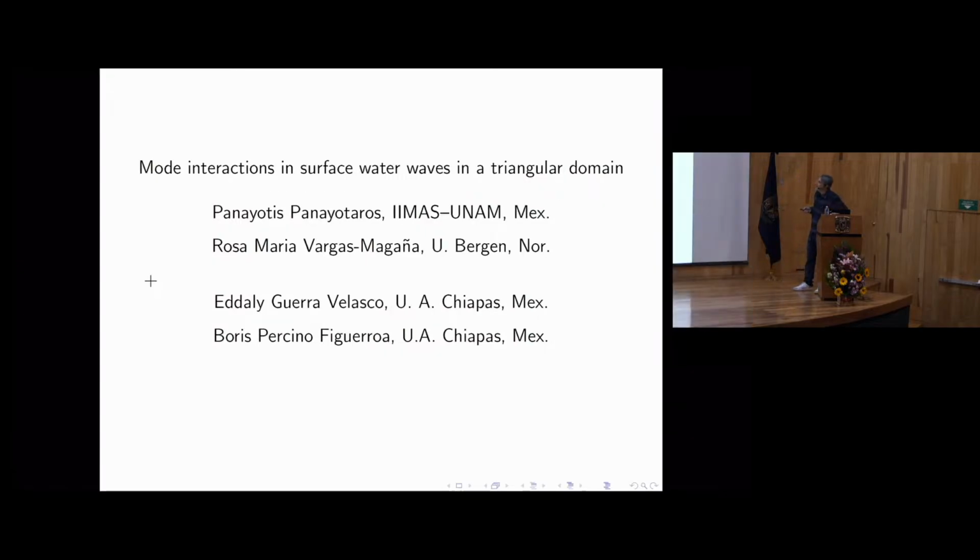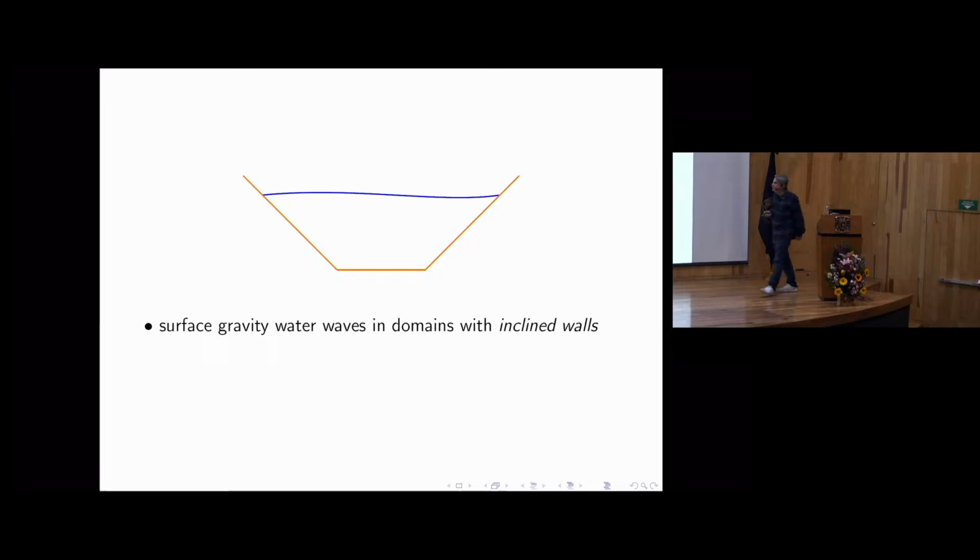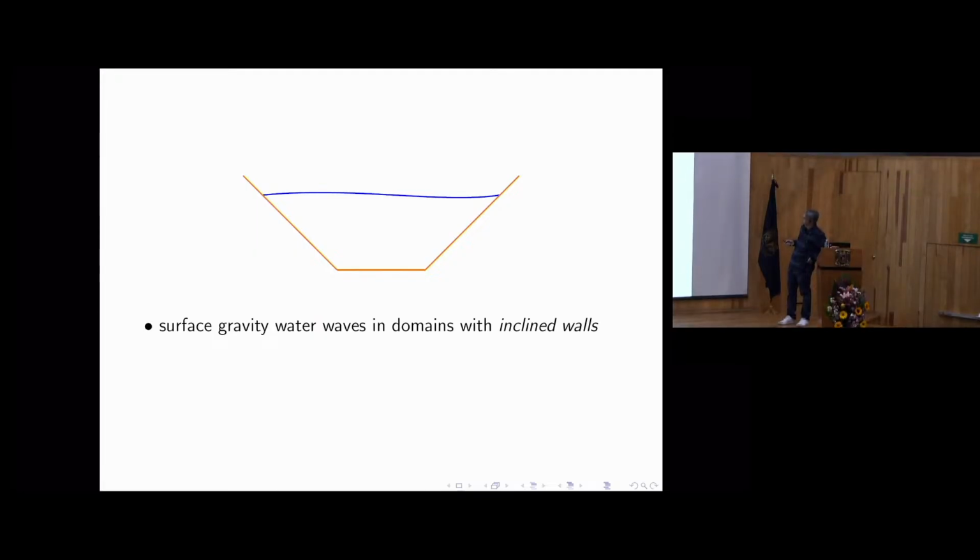workshop. This is a bit of a change of problem, because we are interested, or I have been interested, and also my colleagues, in the problem of water waves in domains with inclined walls. There is this kind of inclination in the lateral boundaries. This is a fluid here, water, let's say. This is the surface, and this is a rigid wall. It is a problem that has quite a lot of interest in coastal engineering, and there are a lot of other engineering applications, for example, in sloshing of water waves in basins.